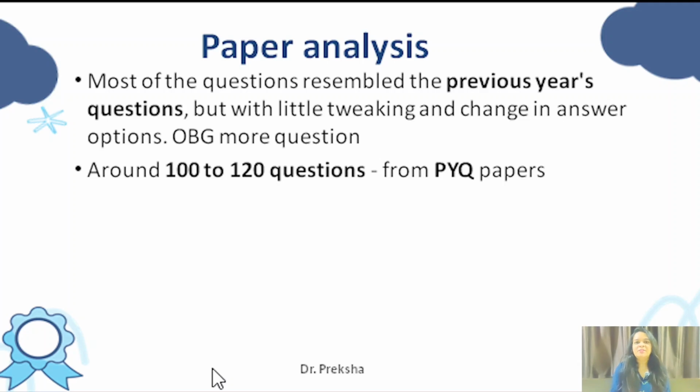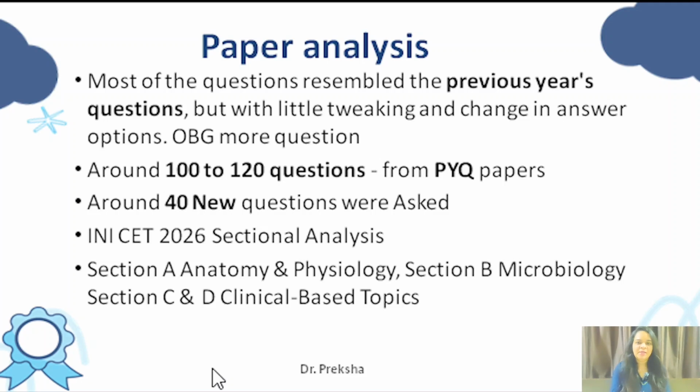Most of the questions resemble the previous year's questions, but with a little twist and change in the answer options. And this year, gynae questions were more as per the students' recall, and around 100 to 120 questions were from the PYQ papers. So that is the reason you must solve at least PYQ papers. Around 40 new questions were asked in this exam. Let us do the sectional analysis of the paper. So section A, anatomy and physiology. Section B, more of the questions were from the microbiology, and section C and D, these were from the clinical based topics. So this is about the brief paper analysis of the INICET May exam.